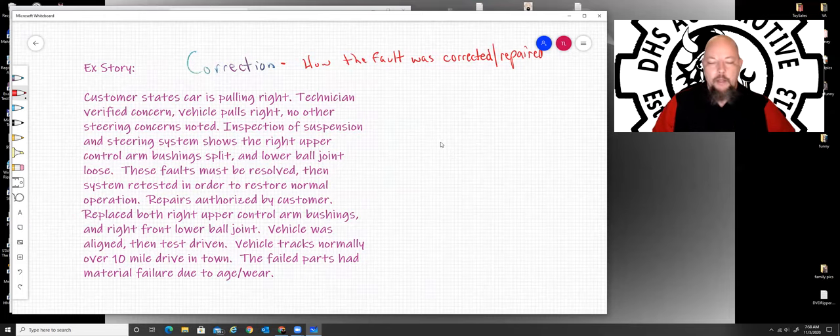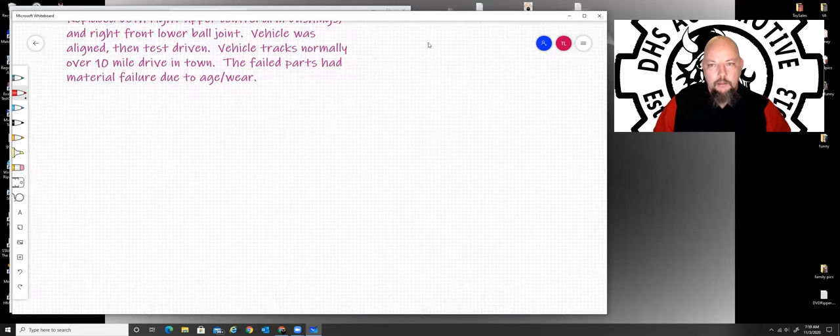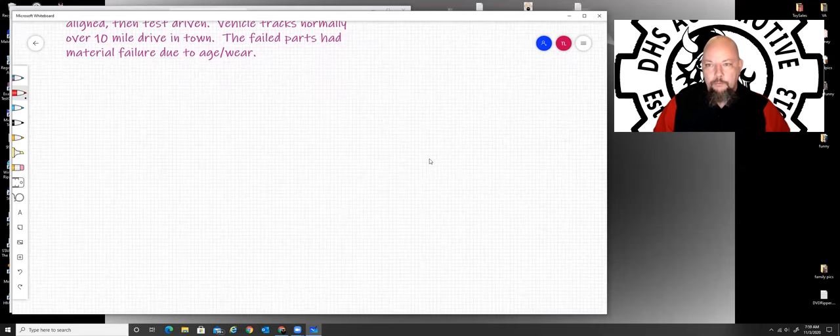So you tell the customer, hey, this is what we did during the whole diagnostic process, the very tail end of that diagnostic process and on the repair process that followed it, tells you what we did to make sure everything was groovy. Okay, and the failed parts have material failure due to age and wear. Now, normally you would list all these things part by part, had material failure, had this kind of failure, et cetera, et cetera.